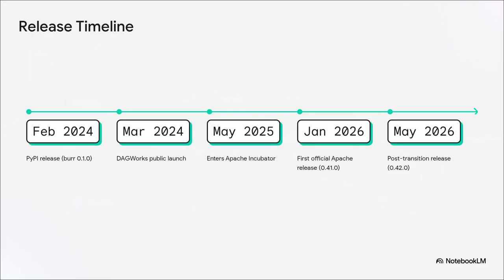The project has matured super fast. It actually started outside the ASF with a public launch by DAGWorks back in March 2024. But zoom ahead to May 2025, and it officially entered the Apache incubator. And as of May 2026, the latest documented snapshot is version 0.42.0-incubating. I want to stress that incubating label. It basically means the project is actively governed by Apache, but is still working through its packaging transition. So yeah, release hygiene matters a whole lot right now.